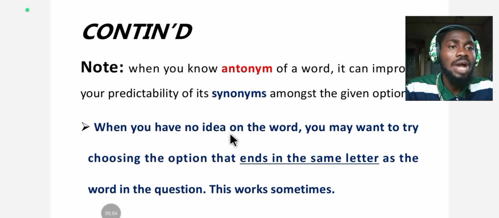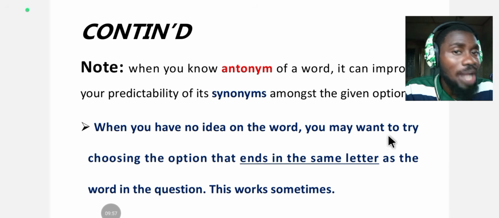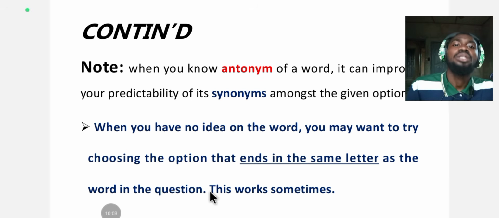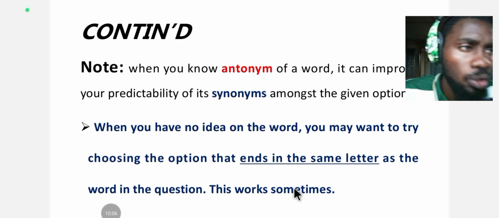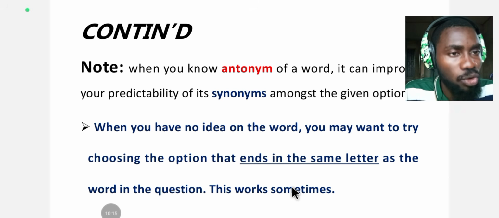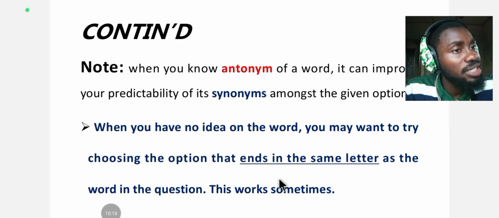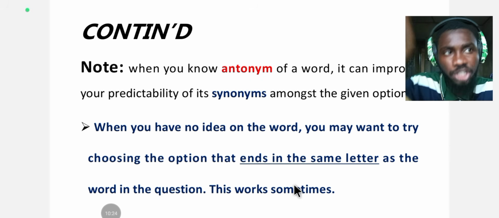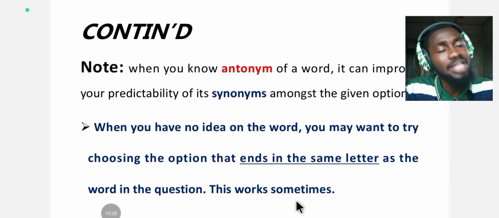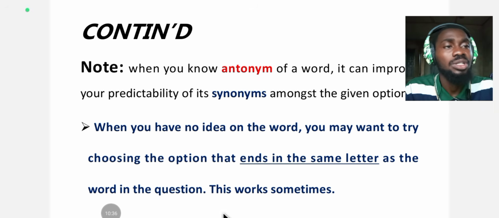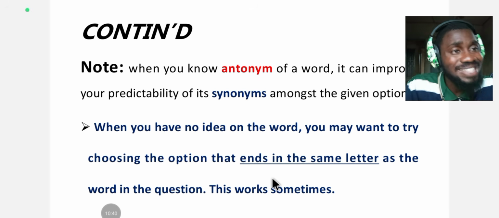When you have no idea about a word, you may want to try choosing the option that ends in the same letter as the word in the question. This works sometimes. So when you don't have any clue, you have exhausted all your ideas in an exam condition, you can pick the option with the word that ends with the same letter as the word in the question. The letter that ends the word in the question, you can pick the option that has the word that ends in that letter too.